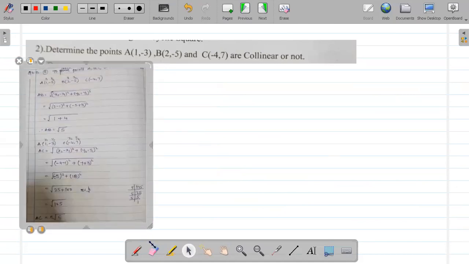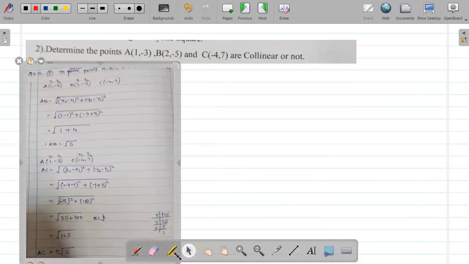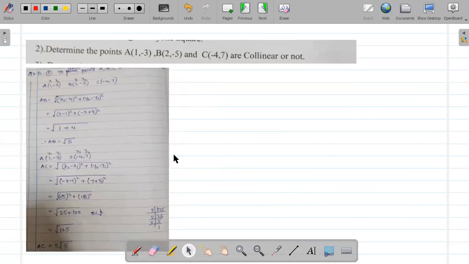Let's say we start with finding what is AB. So using the distance formula here, which is root of (x2 minus x1) the whole square plus (y2 minus y1) the whole square, we are just plugging in the values, solving and simplifying to get some number in the root. So here we get AB equals root of 5. And then we find what is AC.